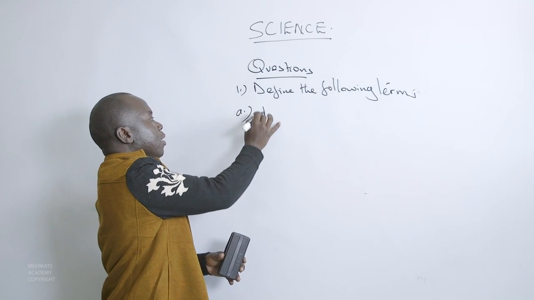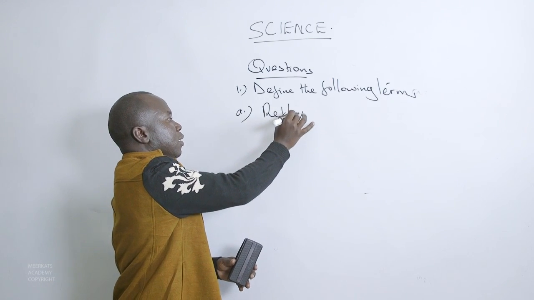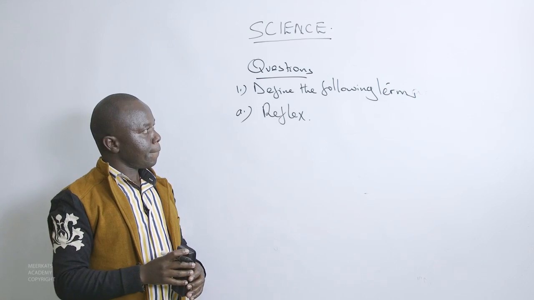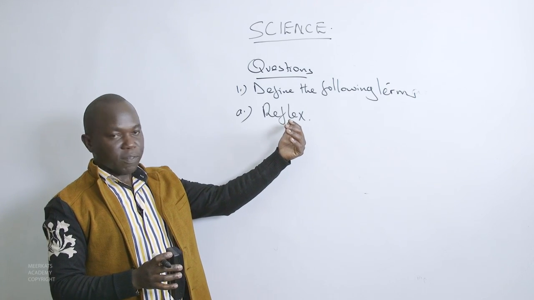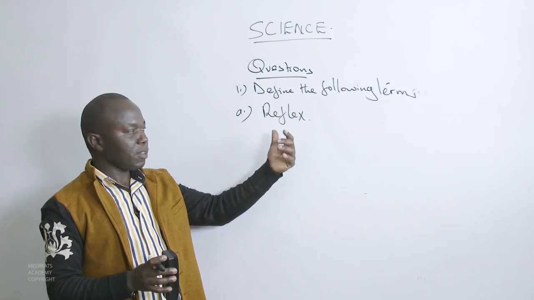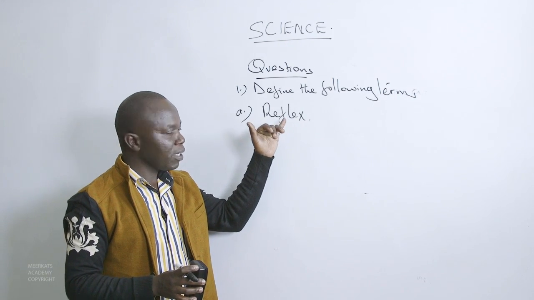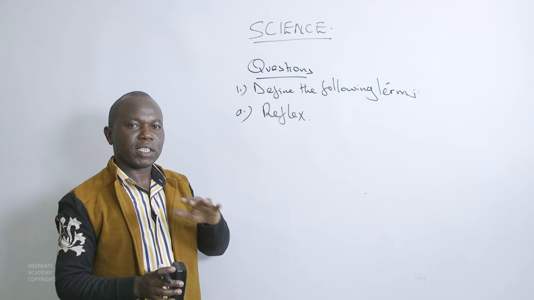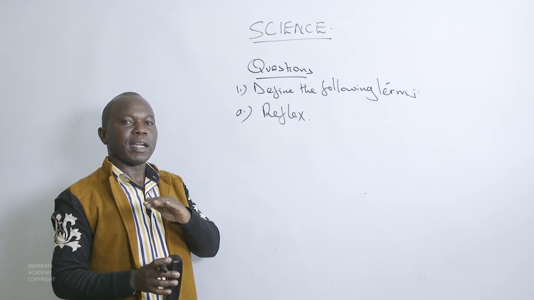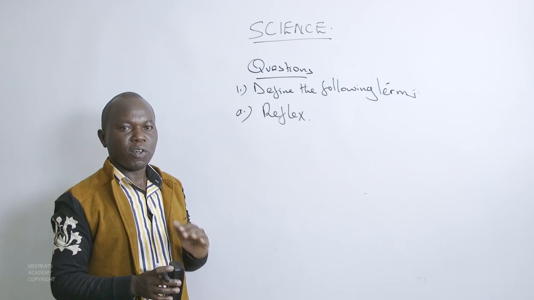One, reflex. So we have already gone through it and it has been very easy. We have said once you come across the word reflex, know that that's an automatic involuntary response, a response that you have no control over.